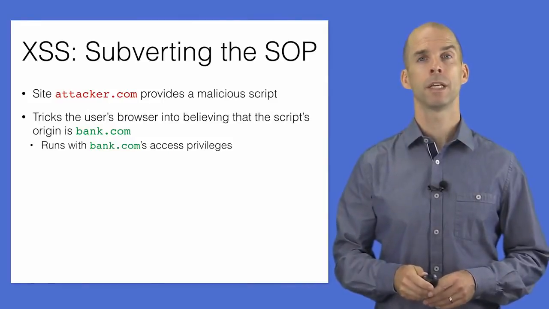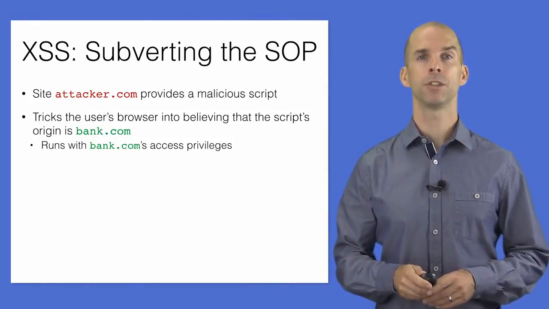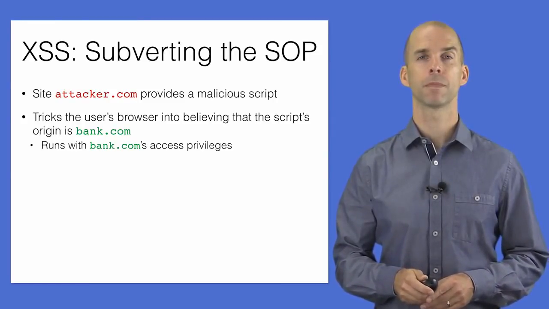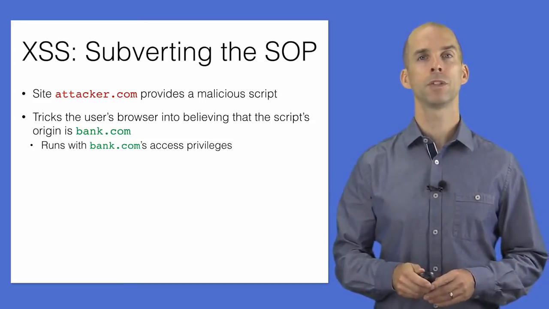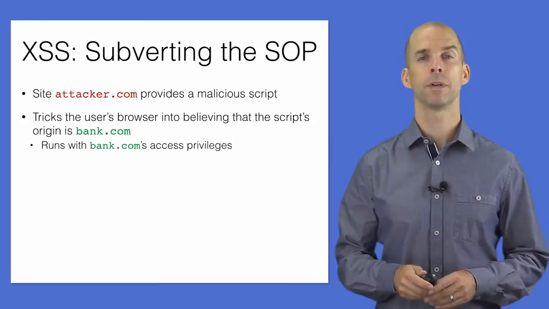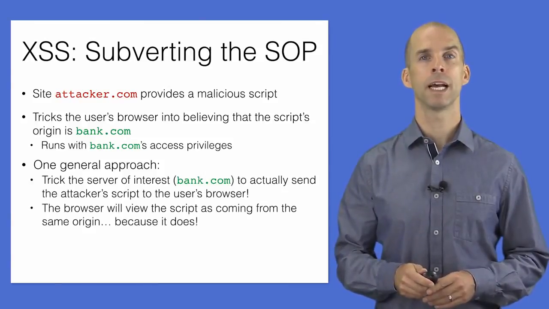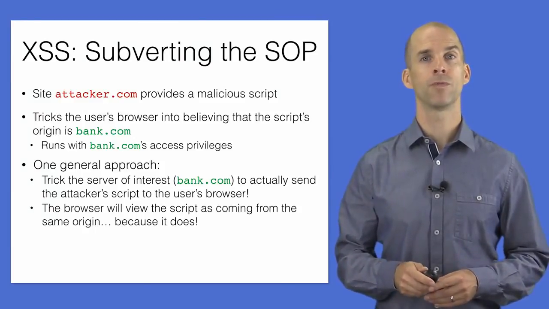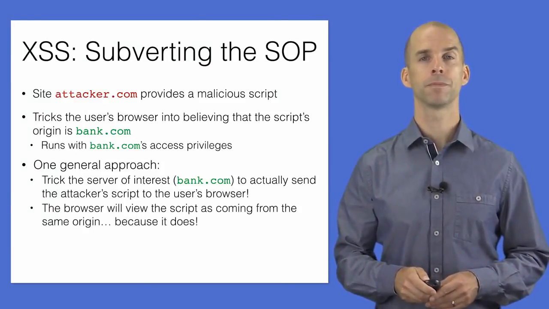In particular, an attacker can construct a malicious script to try to trick a user's browser into running it as if the script came from a trusted origin. Doing so gives the script access to the sensitive content and pages from that origin. A cross-site scripting attack works by fooling the victim site into sending the script to the user's browser, which will run it with the full privileges of the victim. Let's see how this can be achieved.